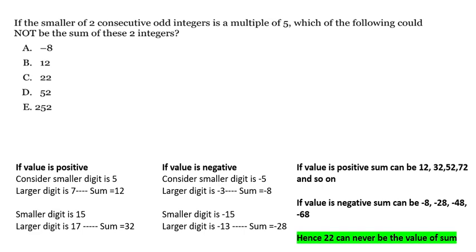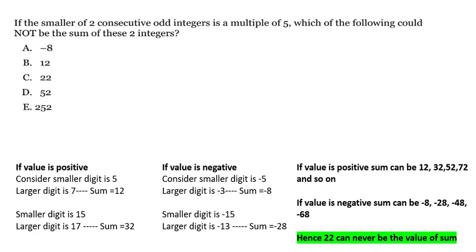So the problem states that you have two consecutive odd integers. One of those integers is 5, a multiple of 5, and that is the lowest among the two integers. So now you have to find out among the given options what cannot possibly be the sum of those two odd numbers. The question doesn't state if both the numbers are positive or negative.